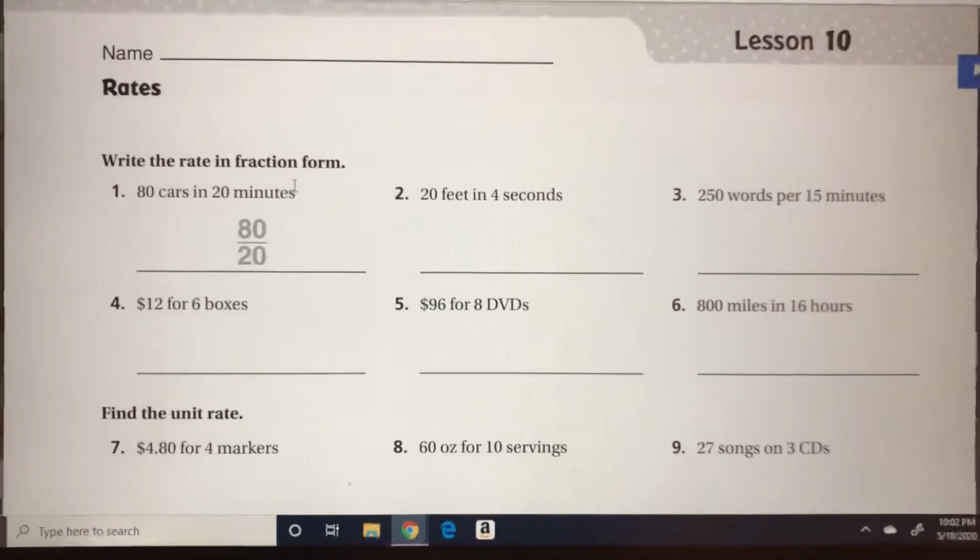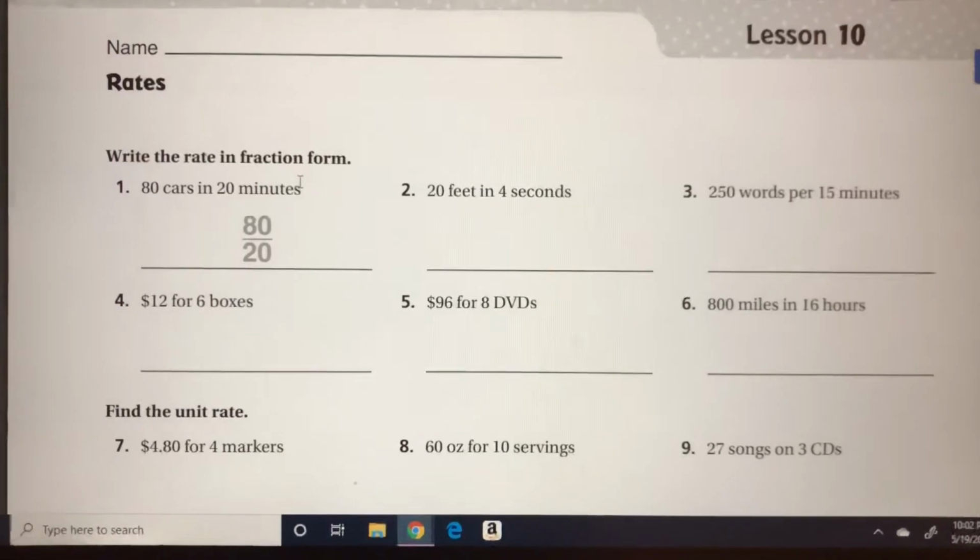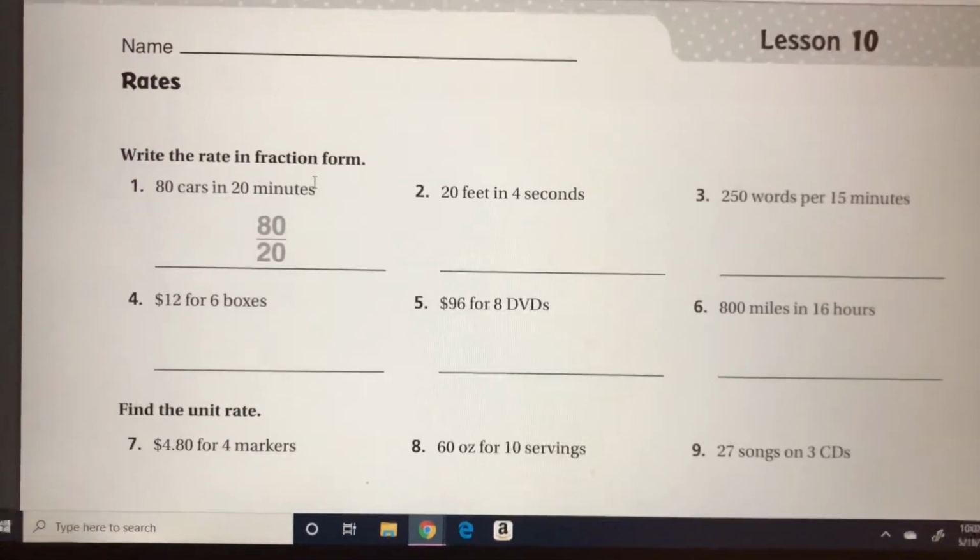Hi boys and girls, today we're going to go over lesson 10, and this lesson is based on rates.